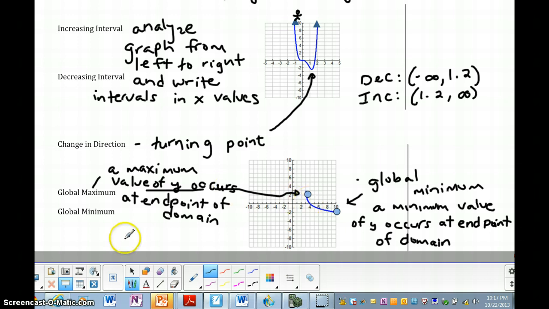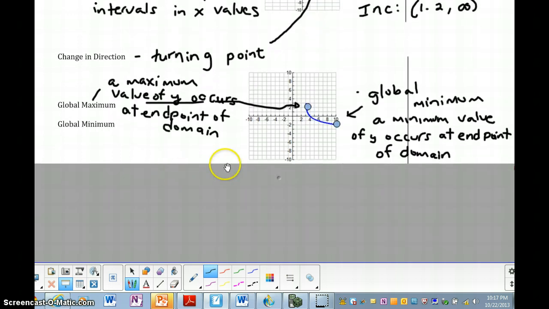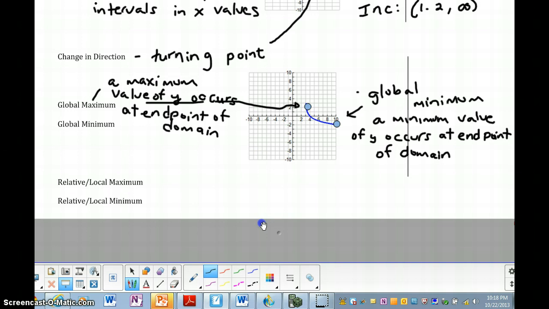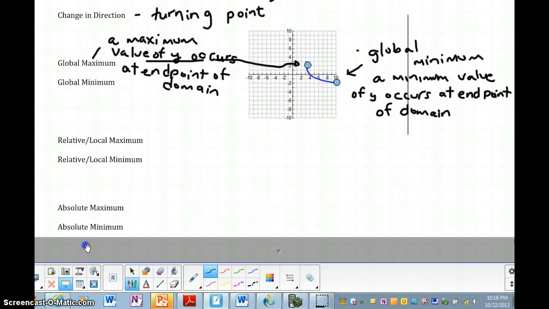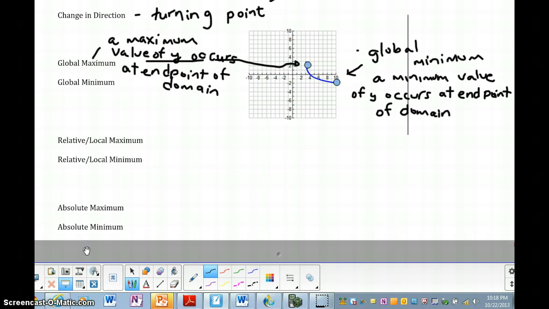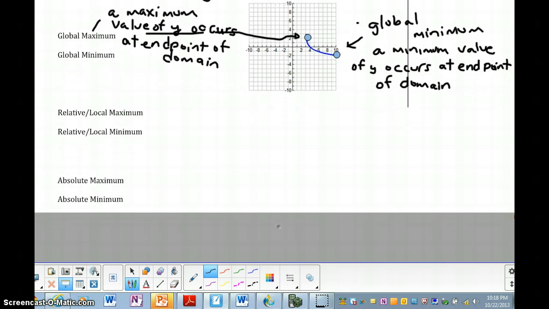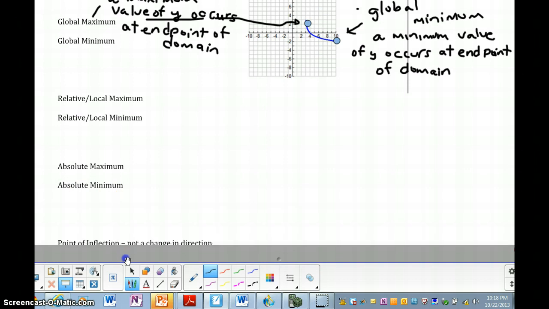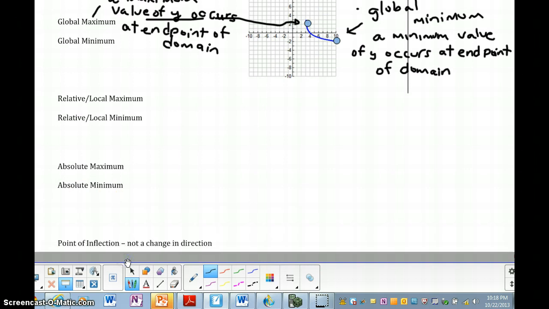Okay, so a few more vocabulary words. We have a relative, or local, maximum. Both of these words you'll see interchangeably, so sometimes you'll see relative maximum, sometimes you'll see local maximum. And again, relative minimum, or local minimum. And the other ones you'll see are absolute maximum and absolute minimum. And our last one that you'll see is point of inflection, and not a change in direction. So let's just create a new graph here to talk about the rest of these.